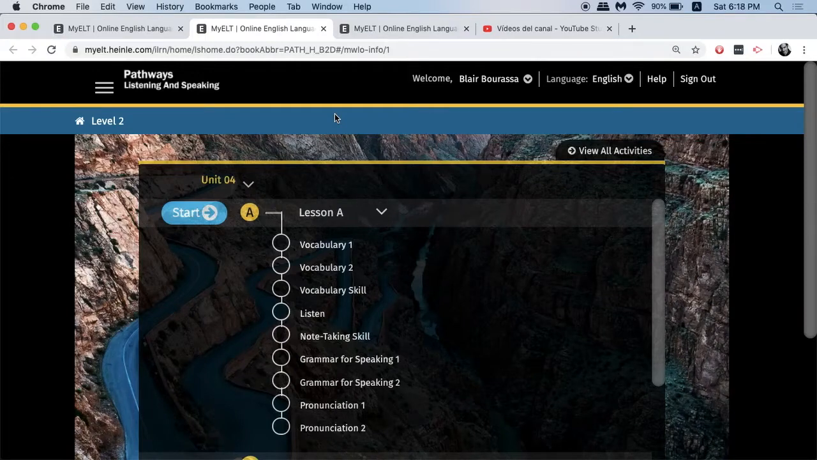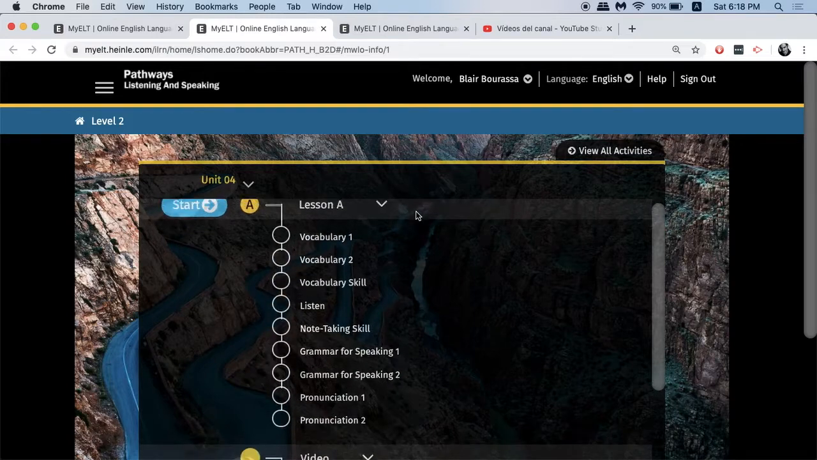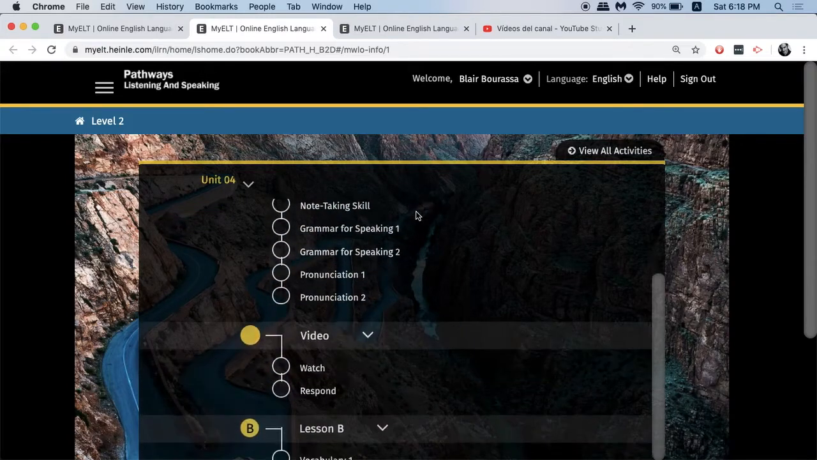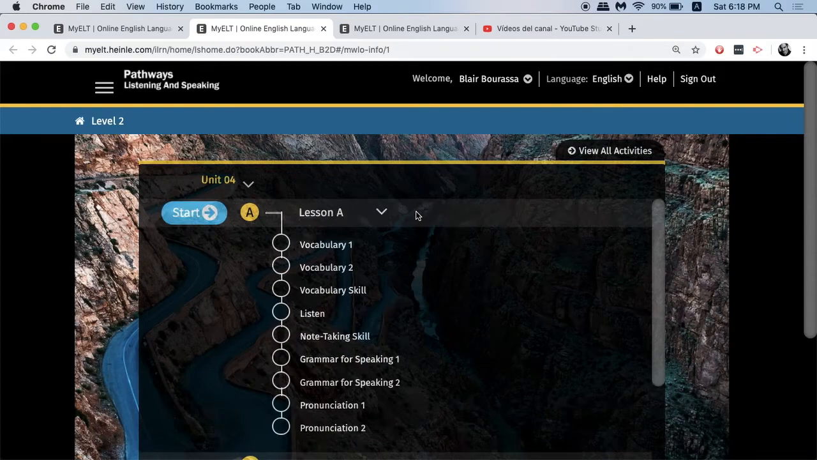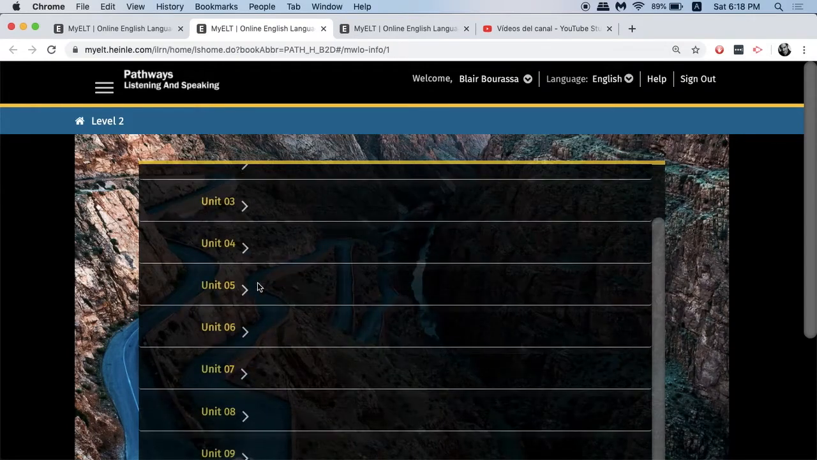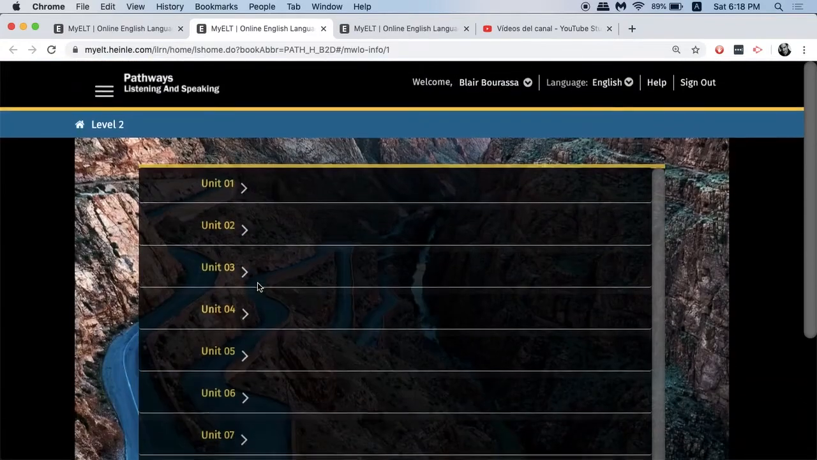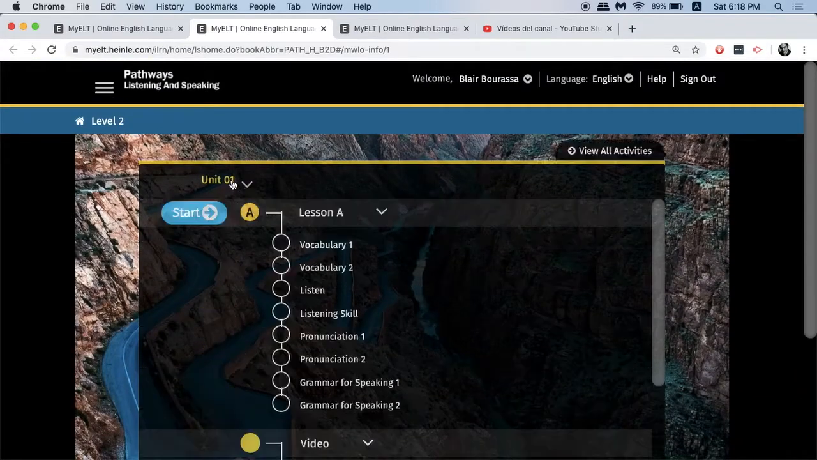Okay, so let's take a look at a typical unit in the online workbook for a listening and speaking book. This is for the Pathways Listening, Speaking, and Critical Thinking Level 2. Usually they have two lessons, Lesson A and Lesson B, for every unit. There are about 10 units per book. So we'll just look at unit number 1.